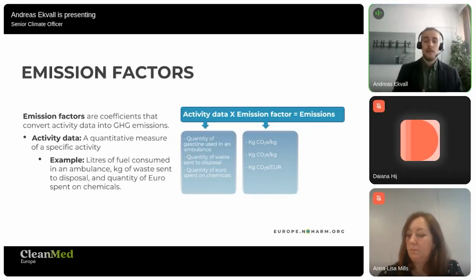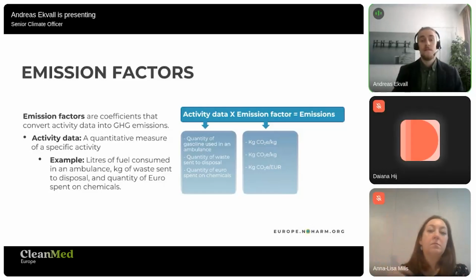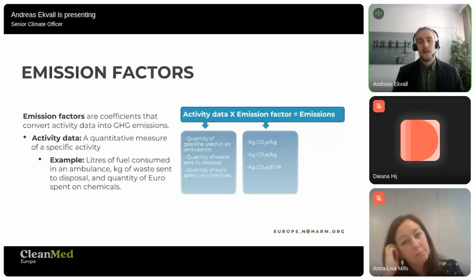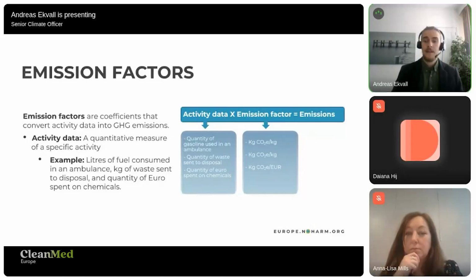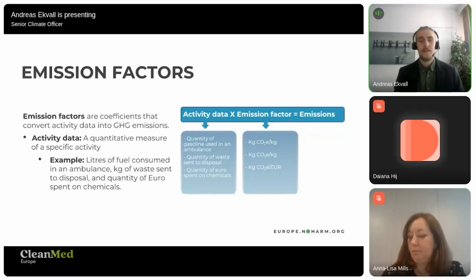Now to combine our knowledge of data types, emission factors, and activity data in two examples. If we're interested in measuring the greenhouse gas emissions from an ambulance, the relevant activity data is typically the amount of fuel consumed. In this case, this is multiplied by an emission factor that describes the relationship between the kilograms of carbon dioxide equivalents that are produced for each liter of fuel used.